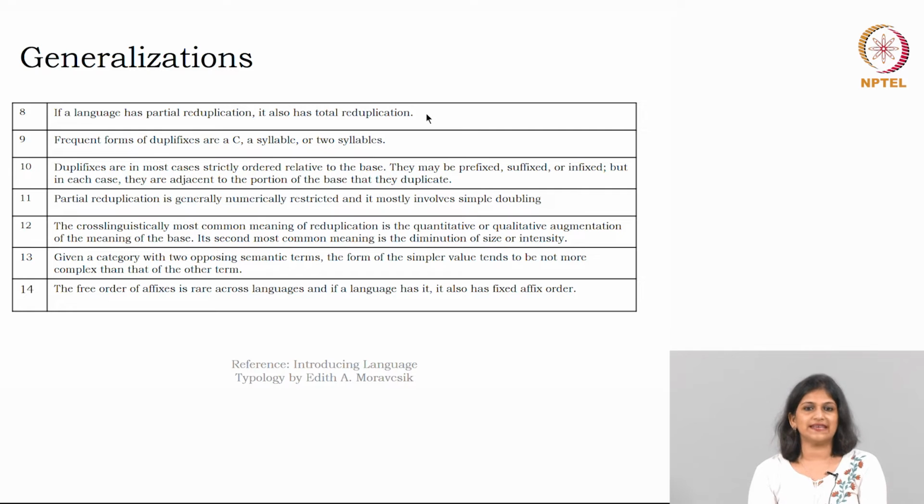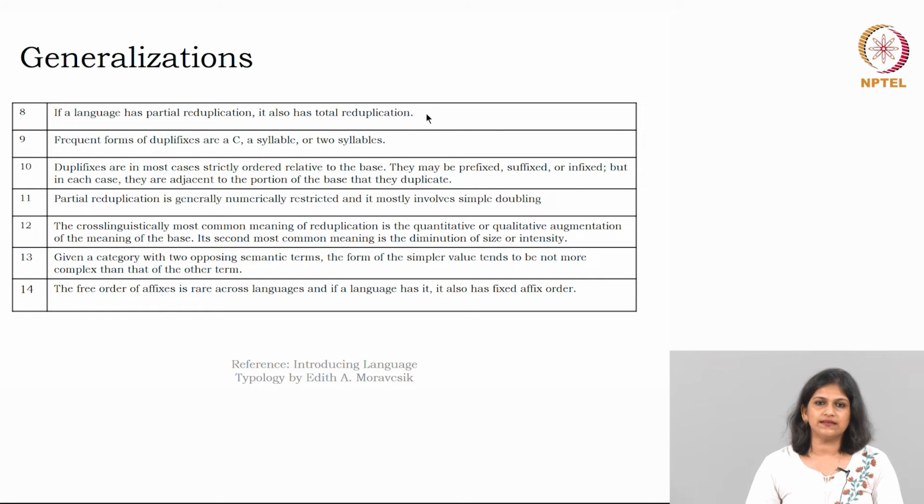Next we are moving to the 10th one. The 10th generalization says duplifixes are in most cases strictly ordered relative to the base. Now, what does the second sentence read? The second sentence reads, they may be prefixed, suffixed or infixed, but in each case they are adjacent to the portion of the base that they duplicate, right. So, it reads very long, but it is actually a very simple one.